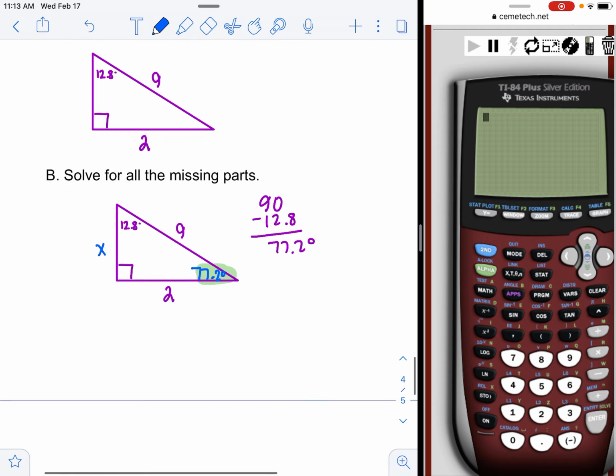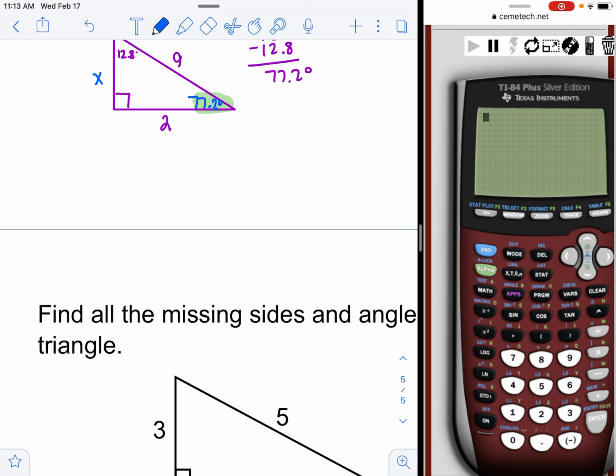All right, now I need the third side, okay? I can use SOHCAHTOA, trigonometry, or I can use Pythagorean theorem. I'm going to use Pythagorean theorem because, hey, why not? It's one missing side. X squared plus 2 squared equals 9 squared. X squared plus 4 equals 81. Subtract 4 from both sides. X squared equals 77. And then square root to solve.